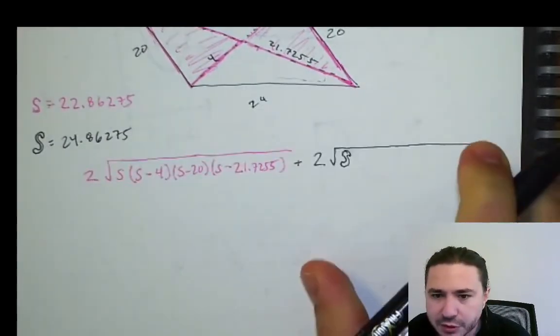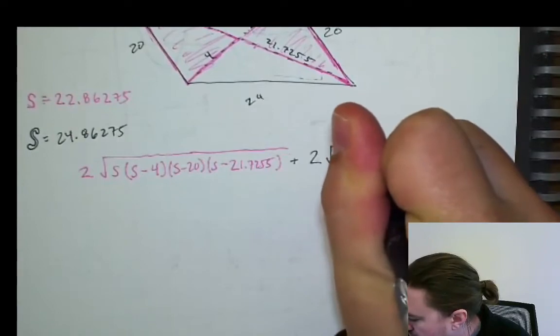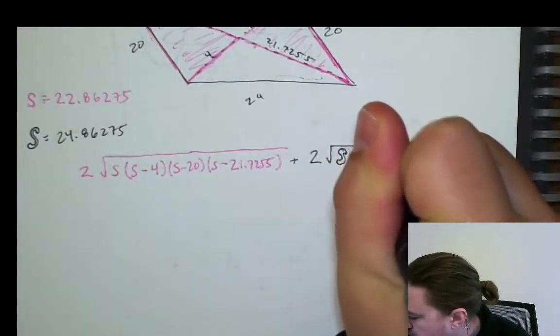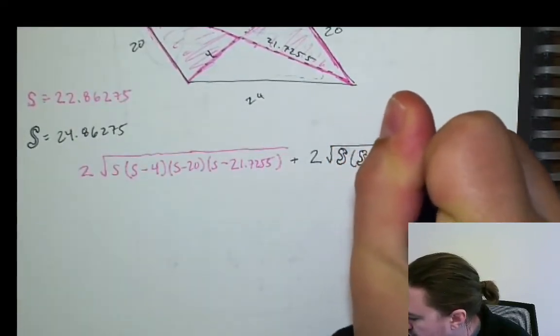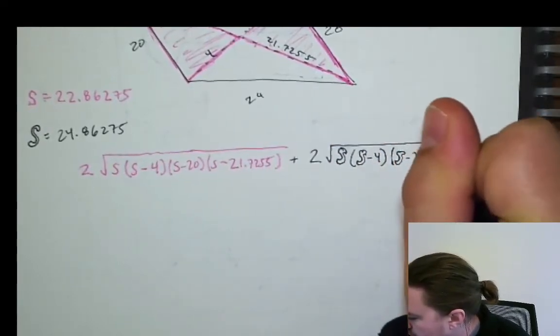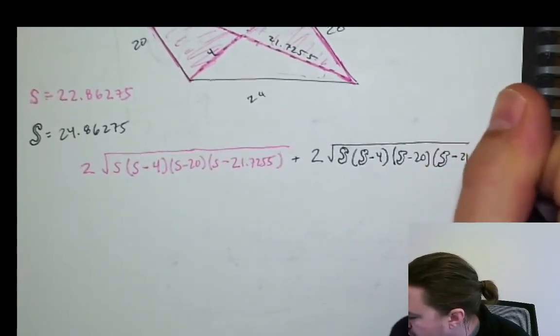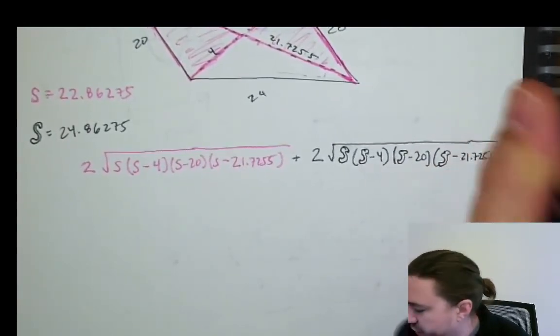So that'd be plus 2 of them times the square root of that s, it's hard to write in white, so I'm just going to do a little outline here, times s minus 4 times s minus 20 times s minus 21.7255. Notice it's almost exactly the same.